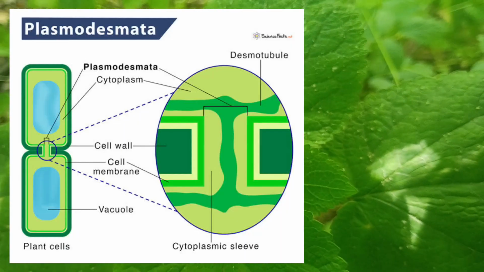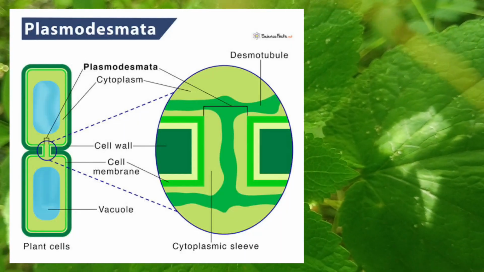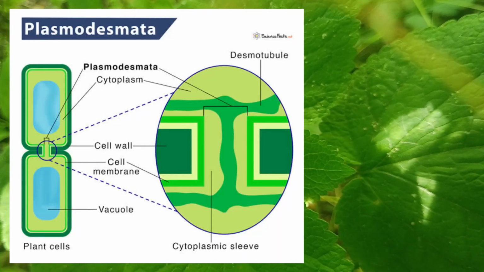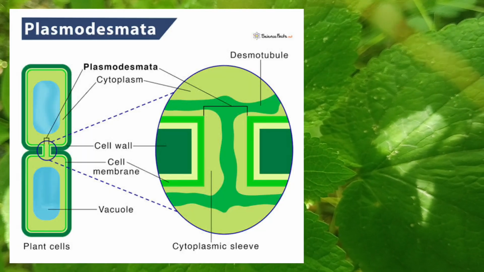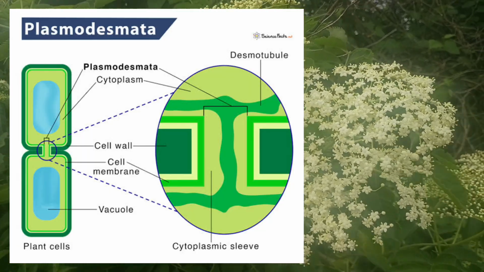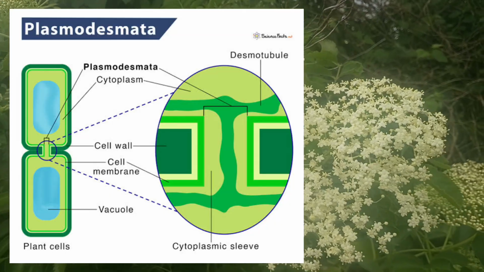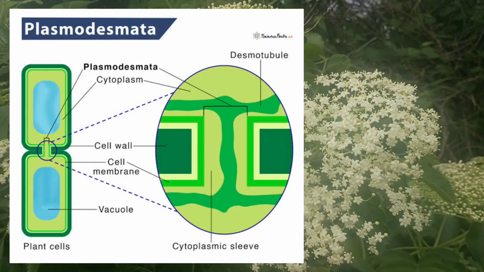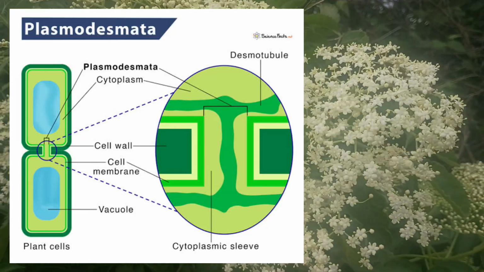And finally, we have plasmodesmata. These are cytoplasmic channels between adjacent plant cells. They allow the transport of ions, hormones, and other small molecules. It enables cell-to-cell communication, and plant cytoplasm is functionally interconnected.